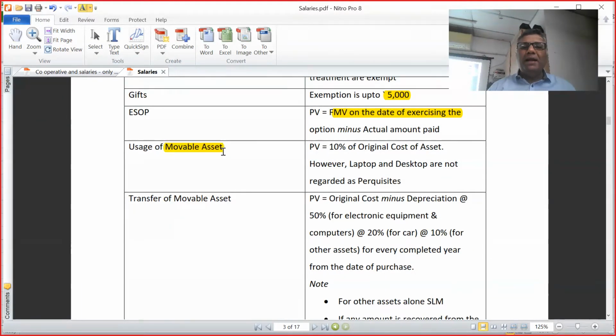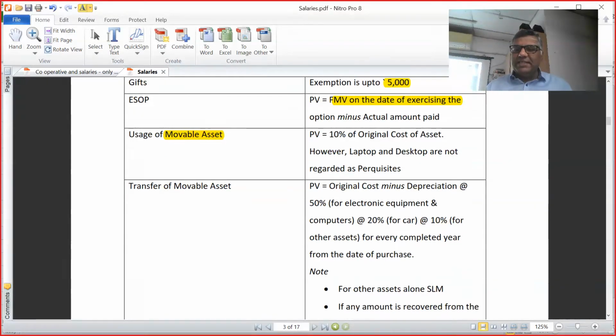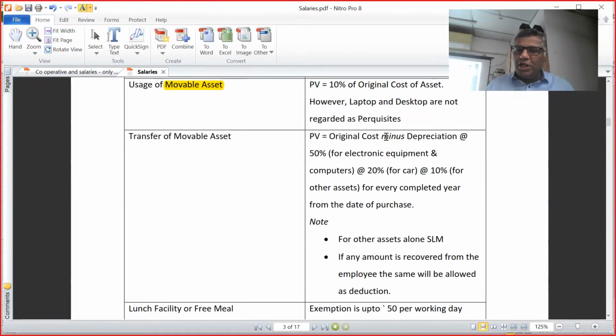Usage of movable asset: 10% of cost of asset, except laptop, desktop, computers. Transfer of movable asset: you will not apply the rates of depreciation as per IT law. They have given the rate in section 17 itself. Original cost minus depreciation at the rate of 50% or 20% or 10% for every completed year from the date of its purchase.